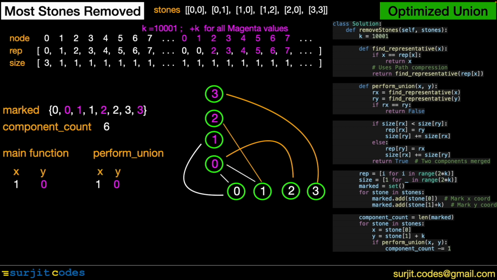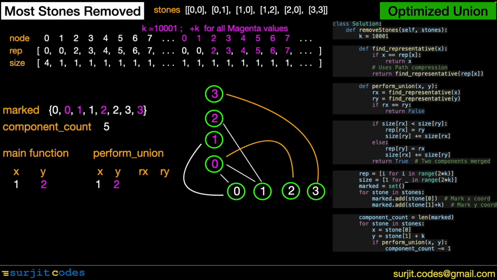For next stone, x is 1 and y is k. Representative of 1 is itself, while for k, representative is 0. Representative of 1 becomes 0 and size of group 0 becomes 4. It also returns true and component count becomes 5.